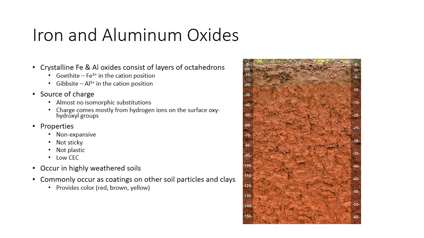And a lot of the iron oxides occur in highly weathered soils to a great degree, but they're also present in small amounts in soils in parts of the world that are less weathered. And in those parts of the world, they generally occur as coatings on soil particles, and that's what gives us our reds and browns and yellows.